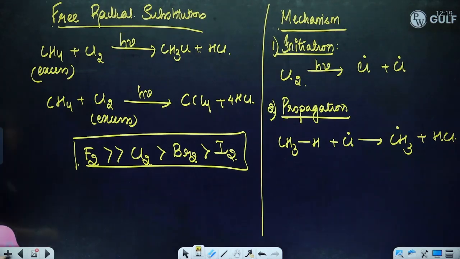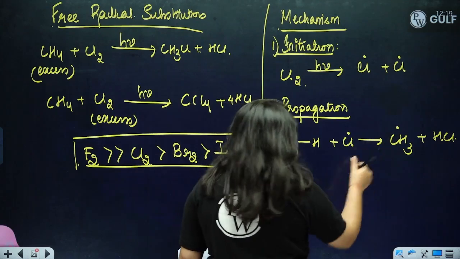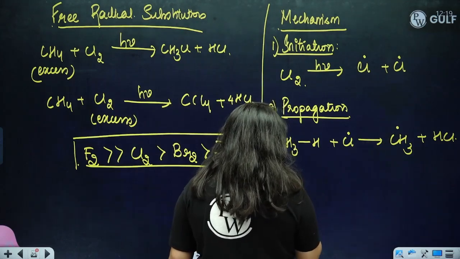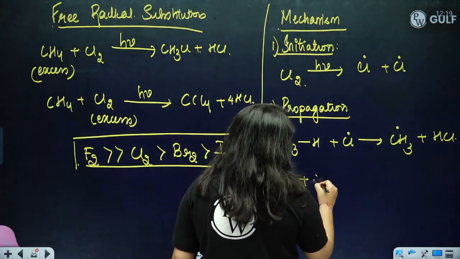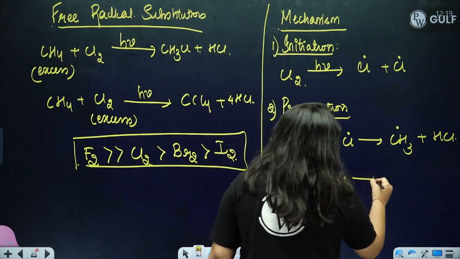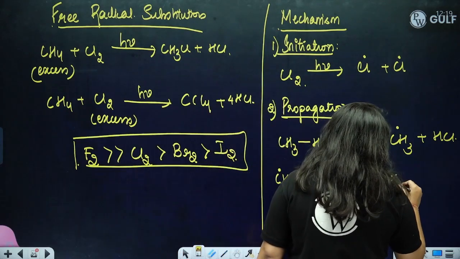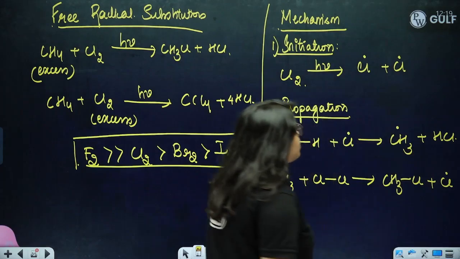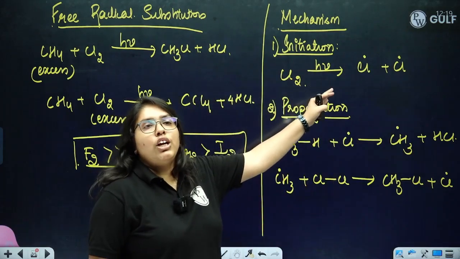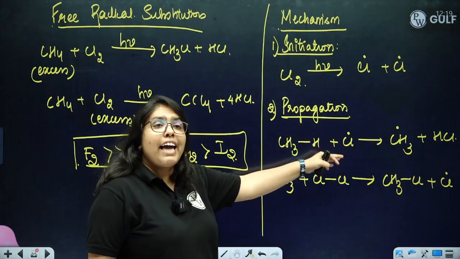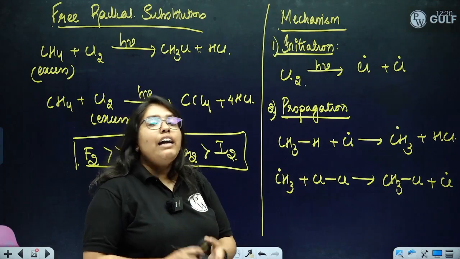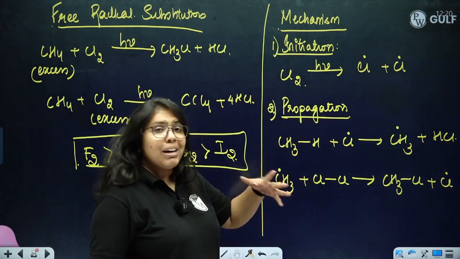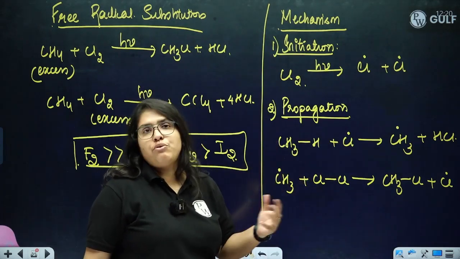And this free radical will then interact with another chlorine molecule and give rise to CH3Cl plus Cl free radical. So you see, one free radical is generating another free radical, which is again generating another free radical and is forming product. So this is nothing but a cascade reaction, a chain reaction.